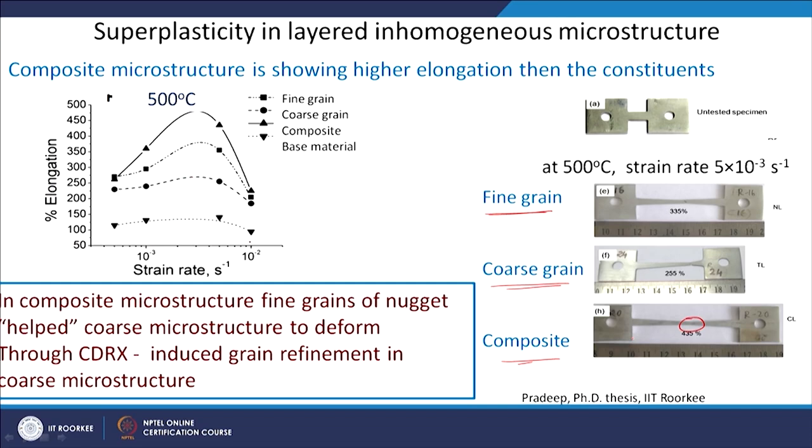So, deformations were done at different strain rates. The interesting part here is that the fine grain, which is shown by this square box, is showing maximum elongation of around 350%, whereas the composite microstructure, which contains both the fine and coarse grain, shown by this upright triangle, shows an elongation of around 450% or so. That means the material which has both fine and coarse grains is showing higher ductility, higher elongation.